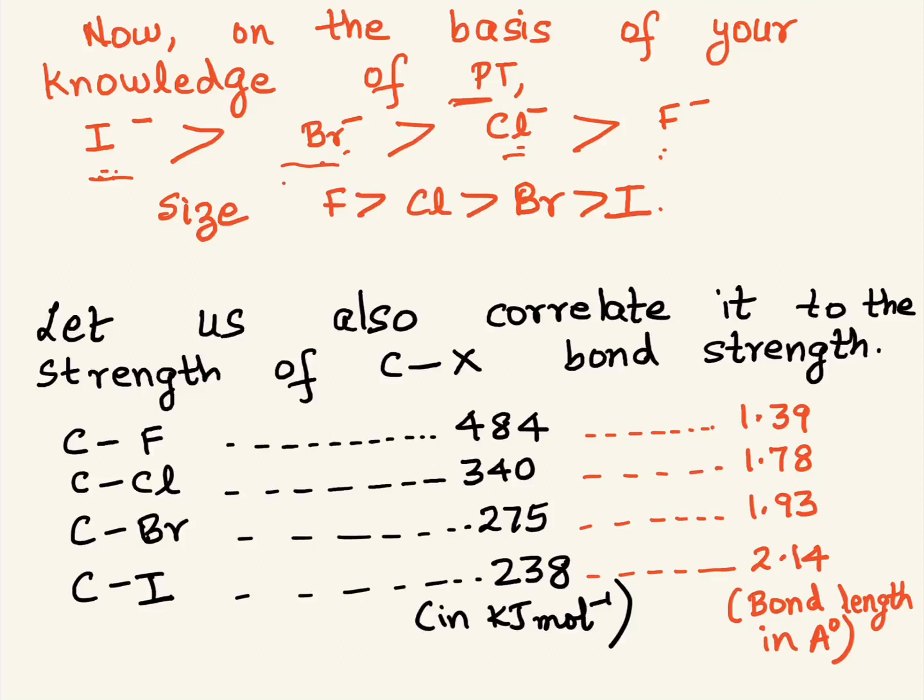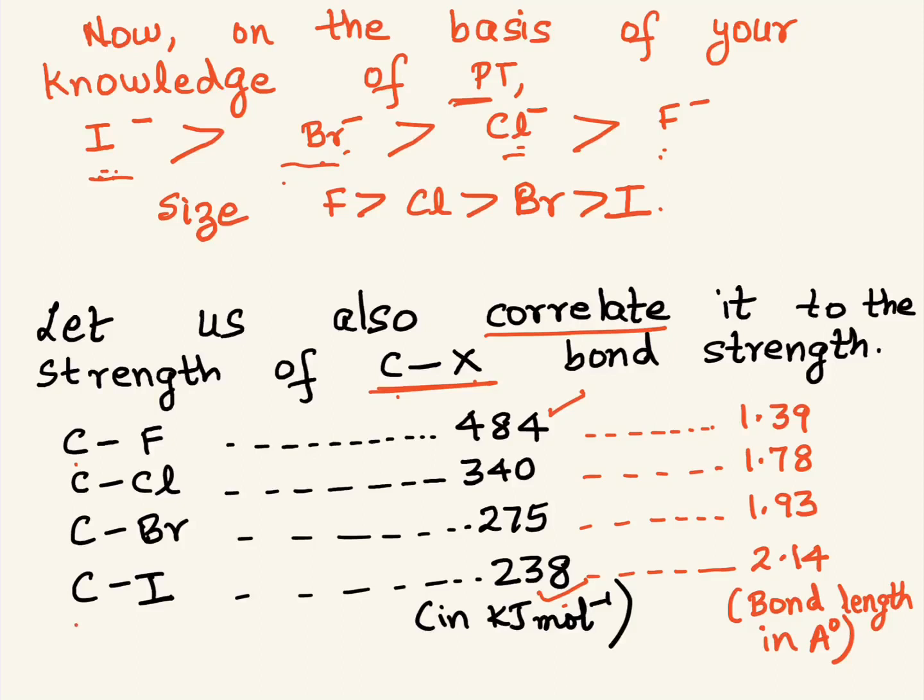The order is reversed. This can also be seen on the basis of the bond strength. This is reflected in the bond strength of the carbon halogen bond. So I have listed the tabular data over here. You see over here the carbon fluoride bond strength, how strong that bond is. Maximum in the case of the C-F bond and minimum in the case of the C-I bond.